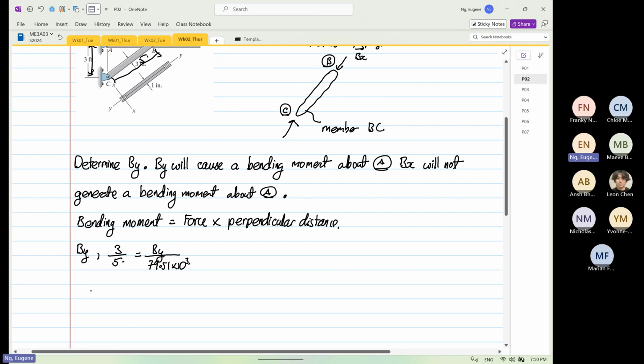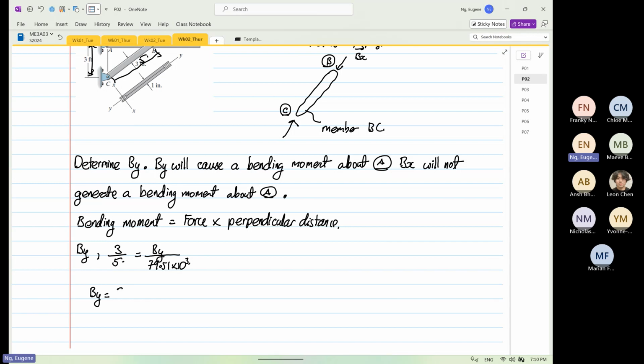So with this, we know that By is equal to 3 over 5 multiplied by 79.51. So this is equal to 79.51 power 3. So it's equal to 47.706 times 10 to the power 3 pound force. Okay, so this is one way.